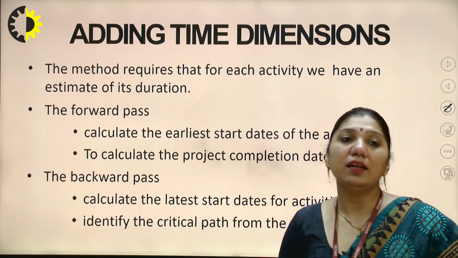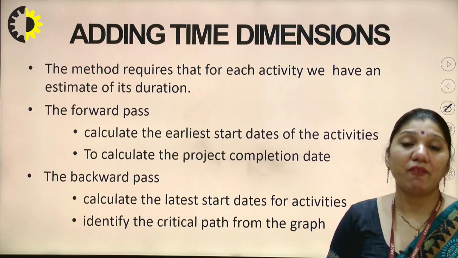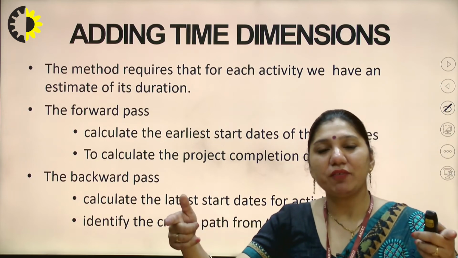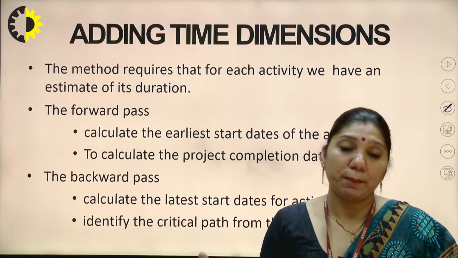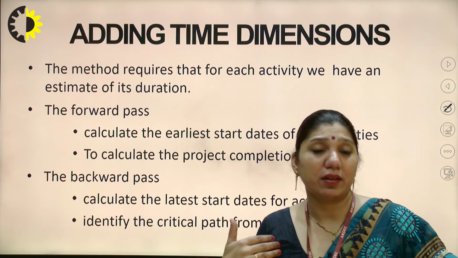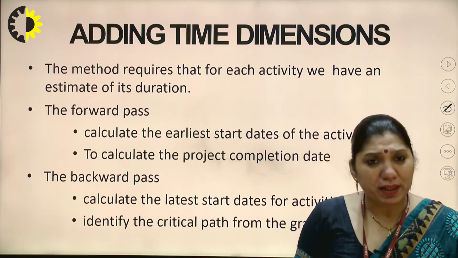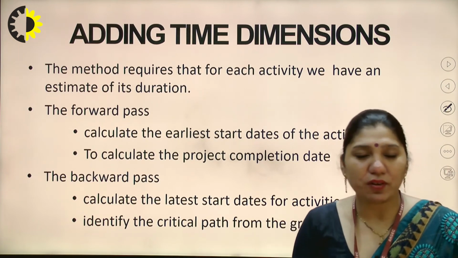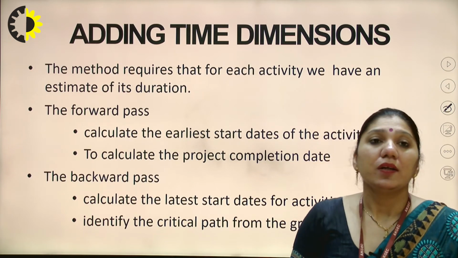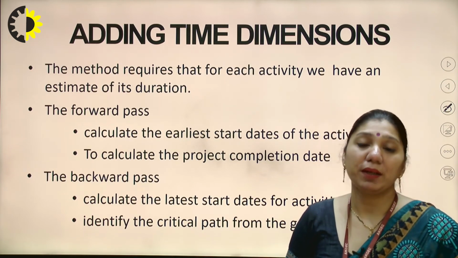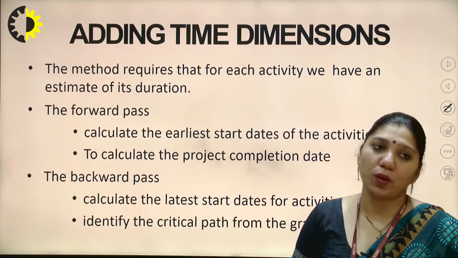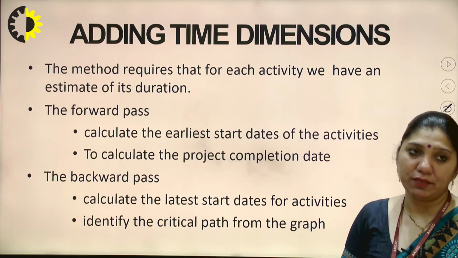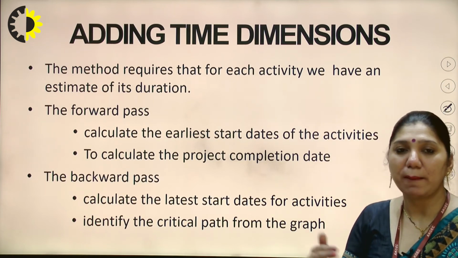Fine. So it says that the method requires that for each activity, we have an estimate of its duration. I have given the example of a flyover. In 5 years, I have to complete that flyover. But due to certain reasons, the lag of the resources, the lag of the environmental hazards, whatever problems we are facing, it may be possible that instead of 5 years, we are taking 7 or 8 years to complete that flyover, isn't it? So the estimation of the duration can be done by two methods, that is the forward pass and the backward pass. For the forward pass, calculate the earliest start date of the activities, and then you have to calculate the project completion date.